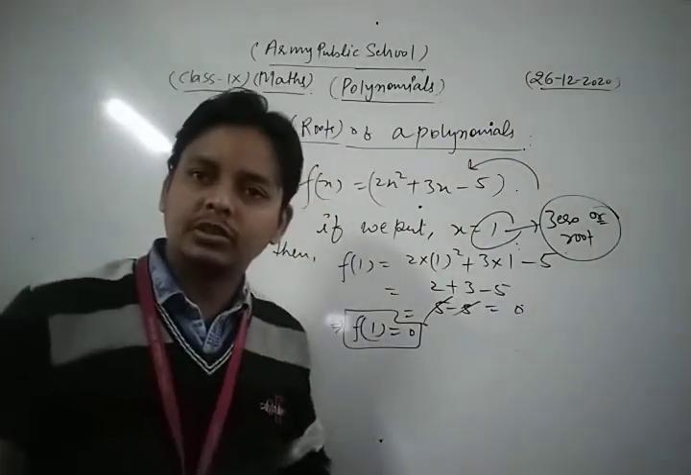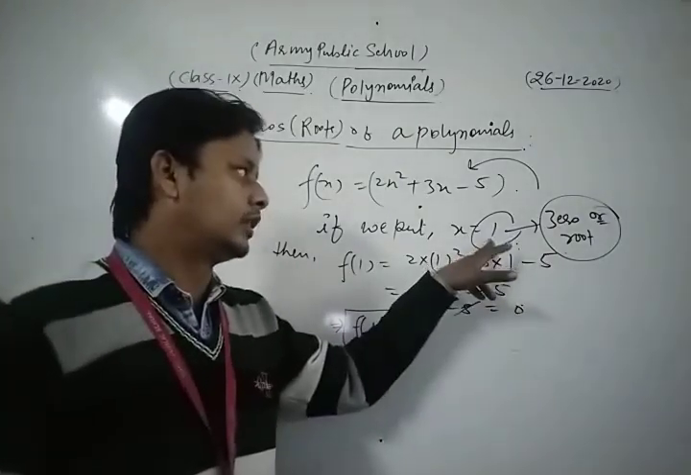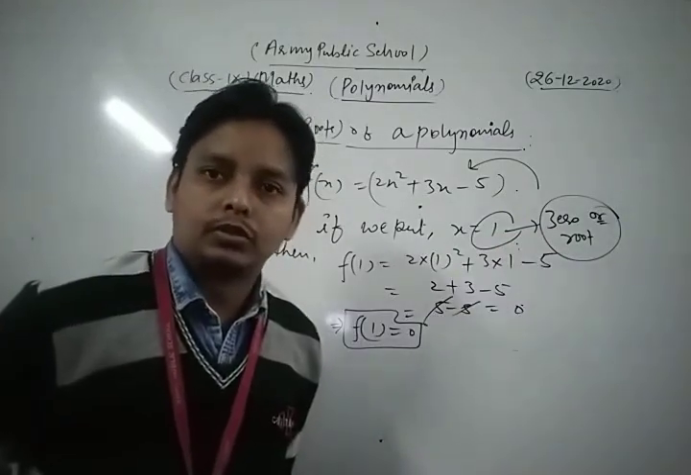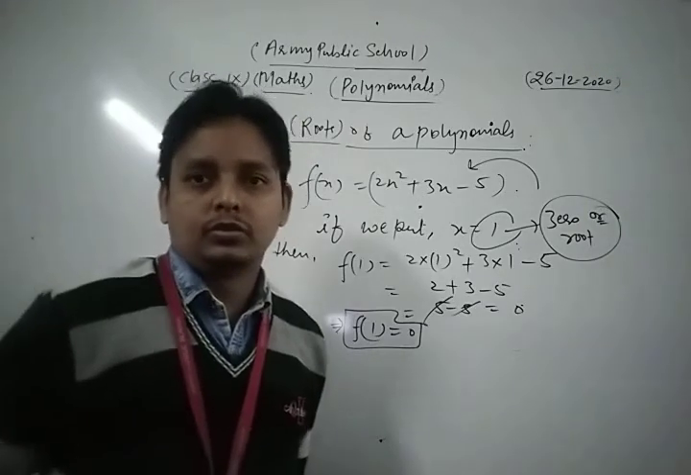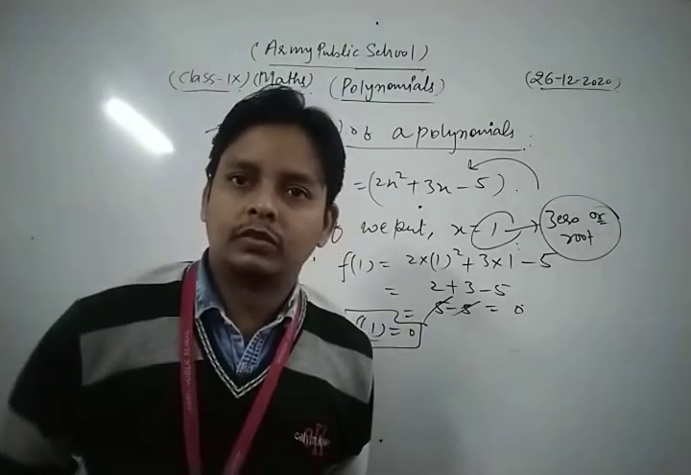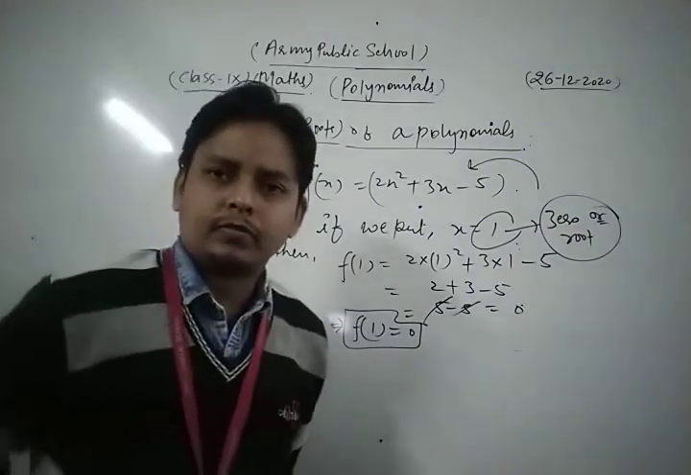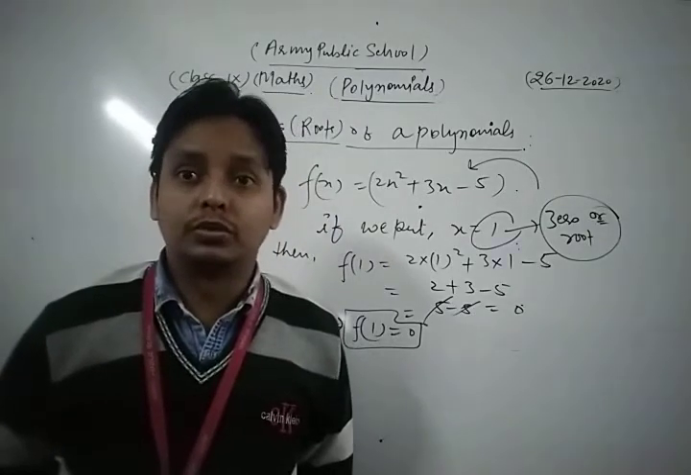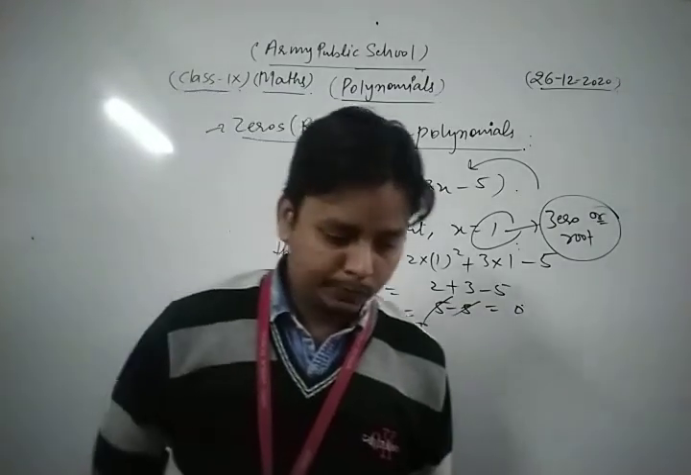So in that condition, x is equal to 1, here 1 is called the zero or root of the given polynomial. So this is the concept of zero or root of a polynomial. Thus students, in this way you can clear the concept of zeros. Any value of x at which the value of the polynomial becomes 0 is known as a zero or root of the polynomial.